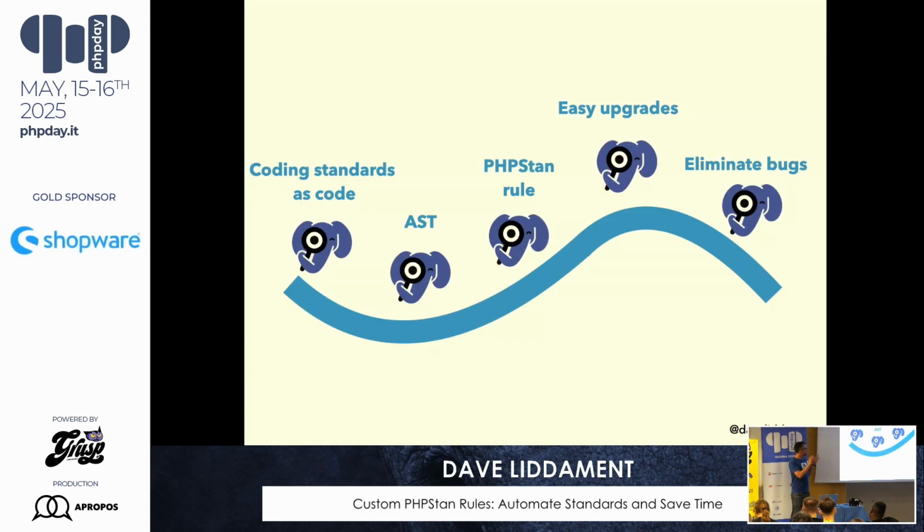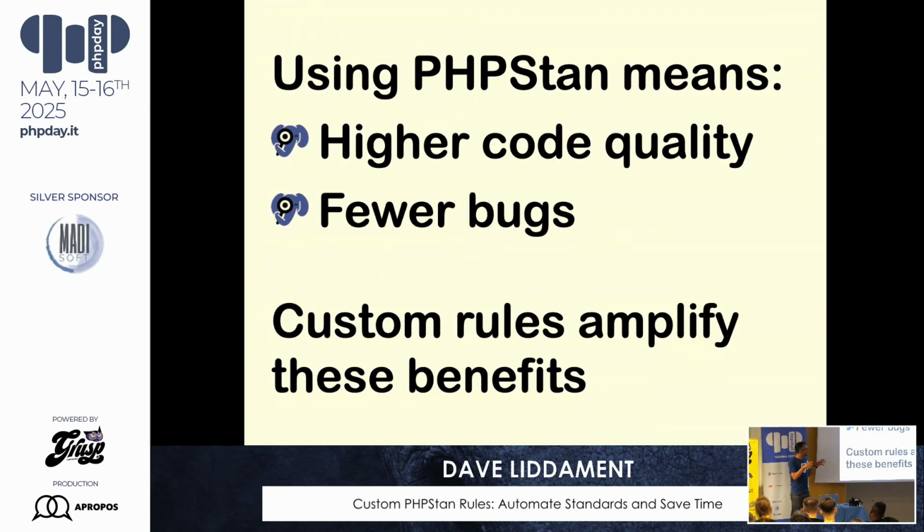So these are things we've discussed. We've seen how we can use PHPStan to enforce our coding standards. We've seen how it can help make upgrades more pain-free, and we've seen how they can eliminate rules. So this is what I said at the start. I genuinely believe PHPStan is an incredible tool. That's why I've got the t-shirt. It can help us create high quality code with fewer bugs, and custom rules can give us even more power.